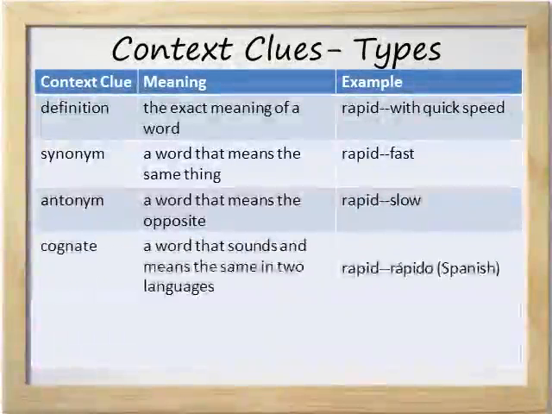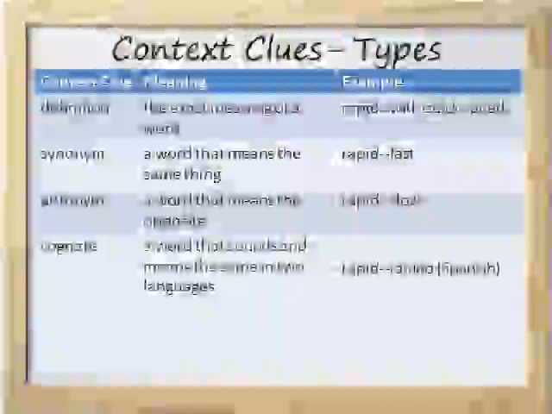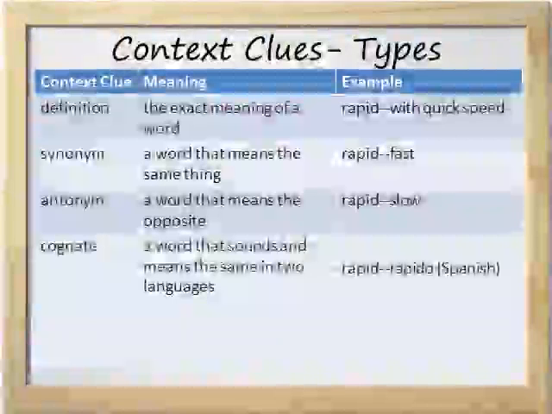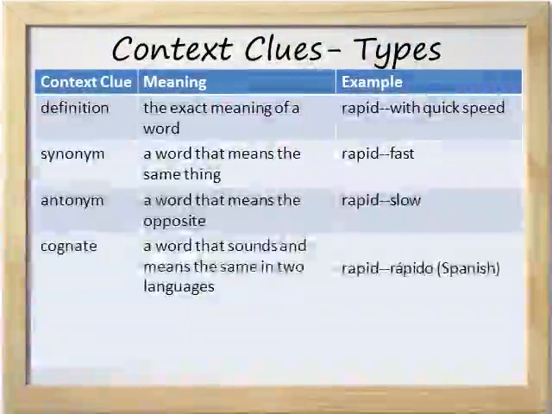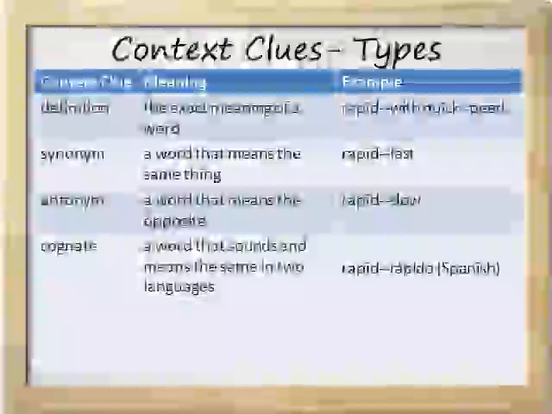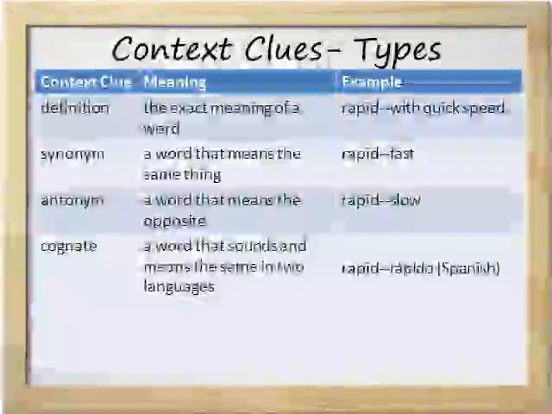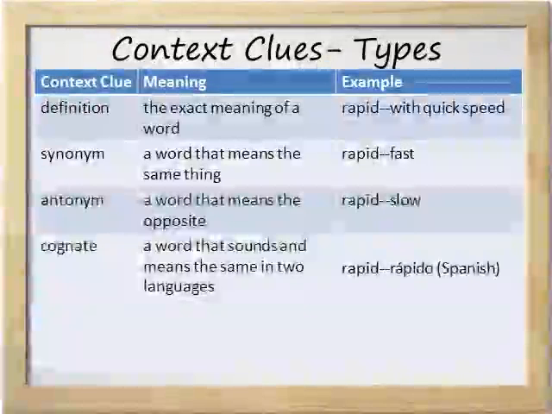The fourth type of context clue we're going to study today is cognate. A cognate is a word that sounds and means the same thing in 2 languages. For example, in English, the word rapid is a cognate of rápido in Spanish. They sound similar and they mean the same thing.